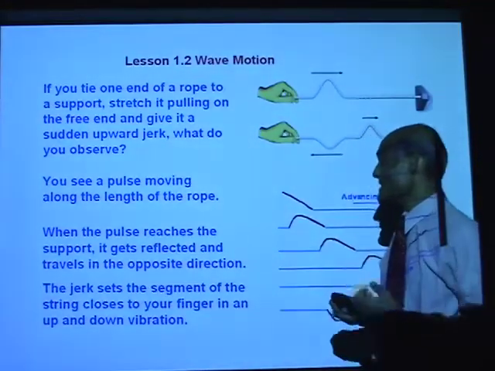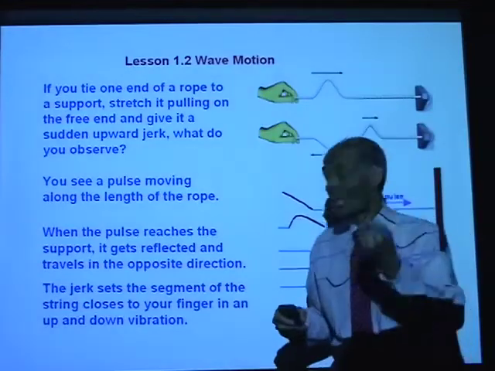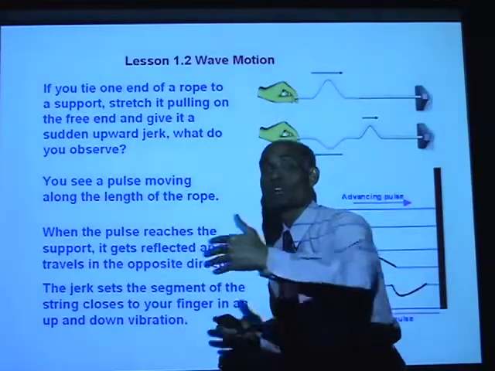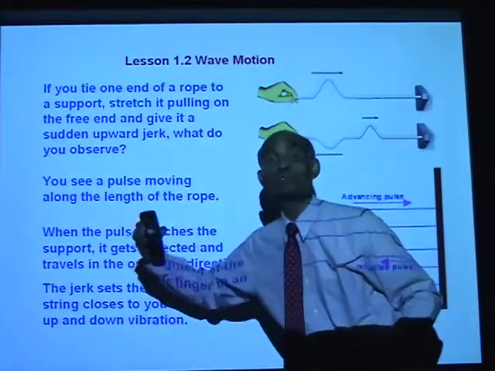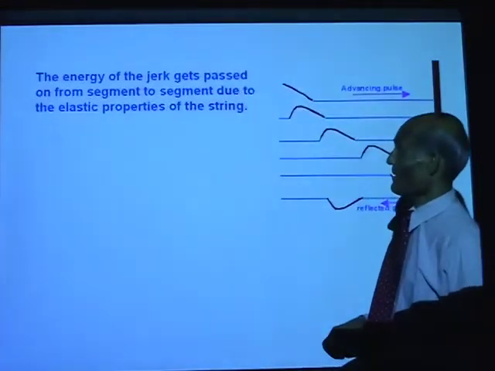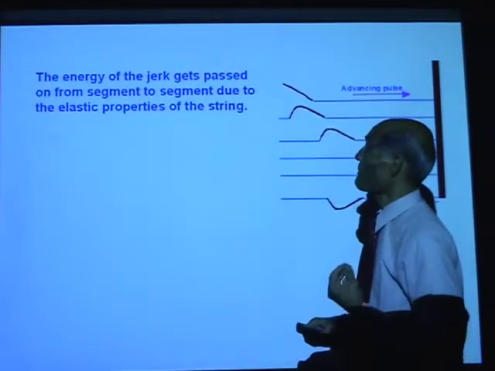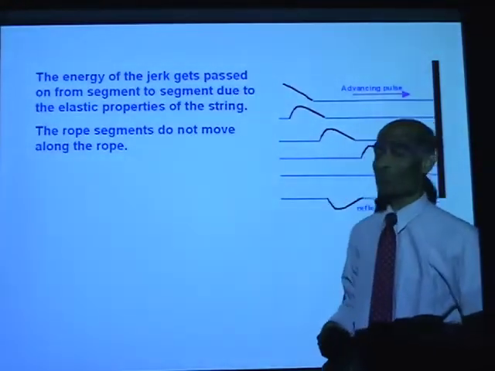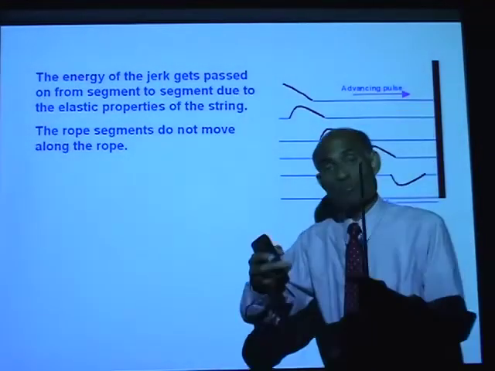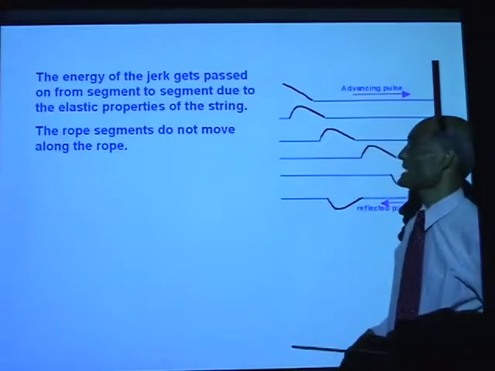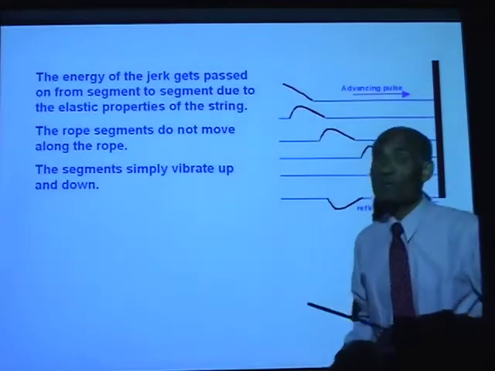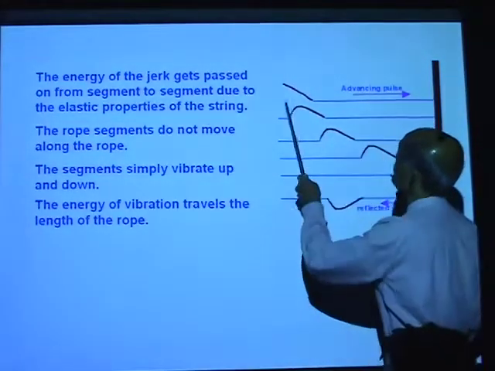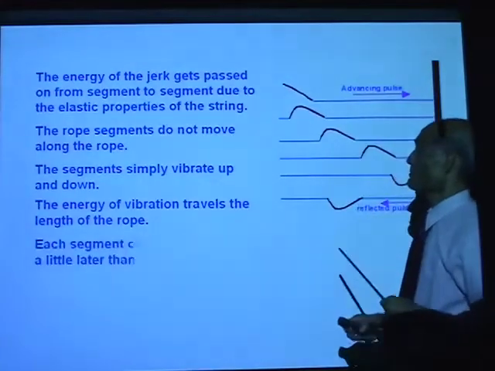The jerk sets the segment of the strings into vibration, and it is the energy of vibration that gets transmitted through the medium of the spring. All right. The energy of the jerk gets passed on from segment to segment due to, actually, elastic properties of the string. It is the elastic properties that helps to transmit the energy. The segments simply vibrate up and down, and the energy of vibration travels along the length of the rope.